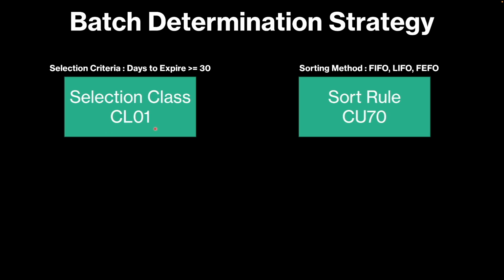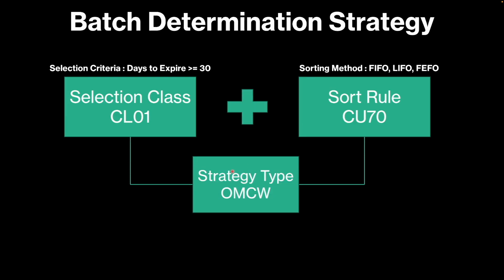So the first activity that we have to do is create a selection class through which the batches will be selected, and then we have to create a sort rule through which the batches will be sorted. And to save these two entities in SAP, we have something called a strategy type. This is the most important entity in the batch determination process. This strategy type contains the selection class and the sort rule. And this strategy type is defined through configuration, and the T code is OMCW.